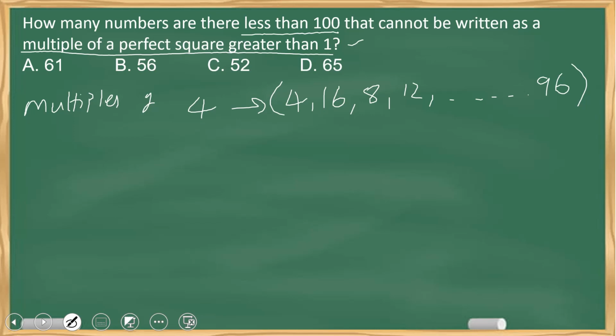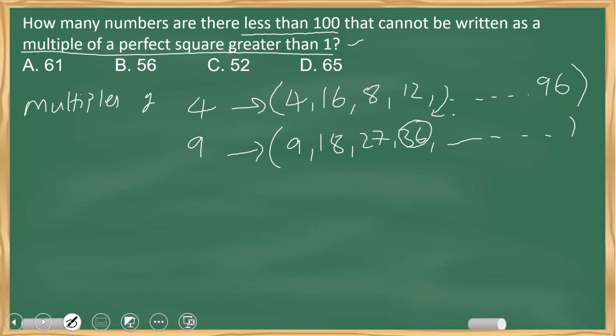Next, what are the perfect squares available? 9. And what are the values here? 9, 18, 27, 36 and so on. 36 is already here, right? So don't count that into the 9 multiples. 36 as well as 72 also, which are already here. So don't add all those things. Next, what is the next one? 16. All the multiples of 16 are already in this one.